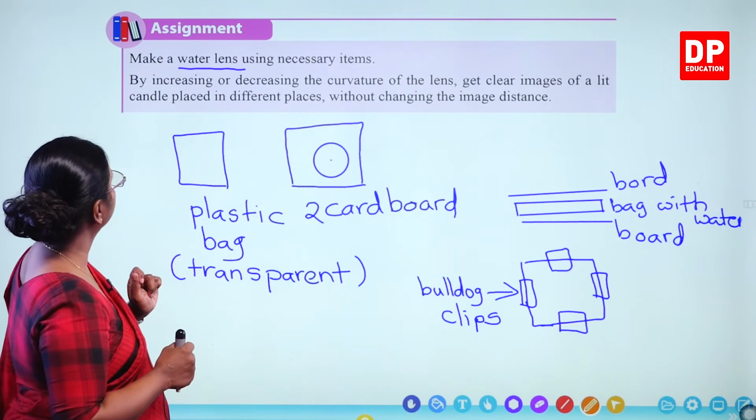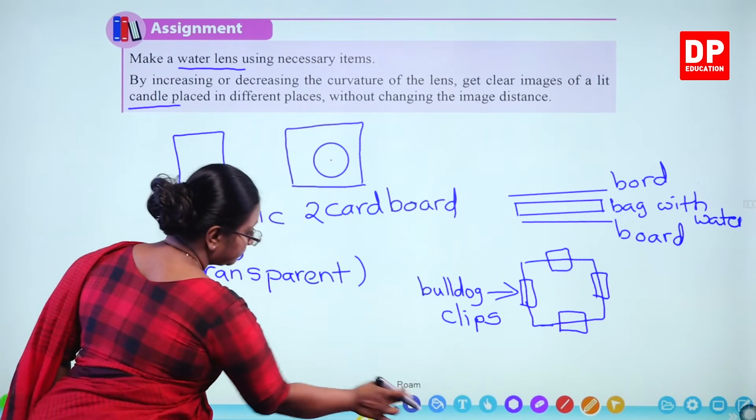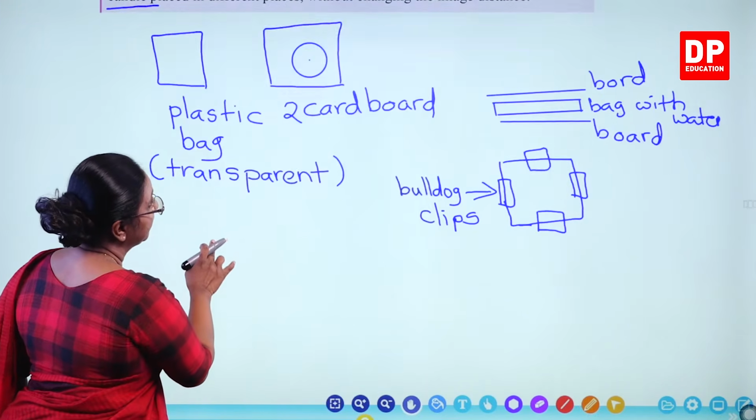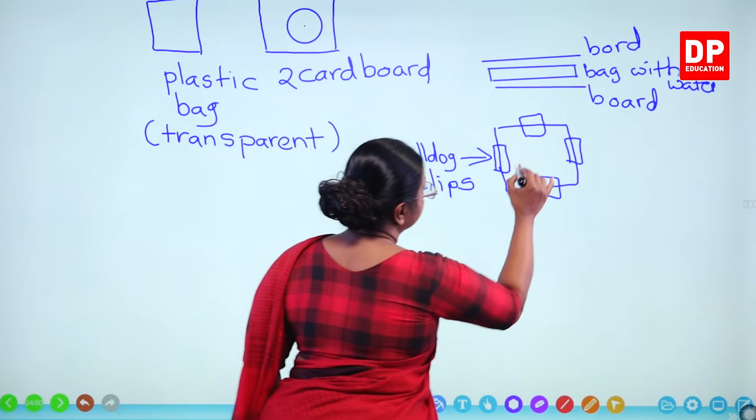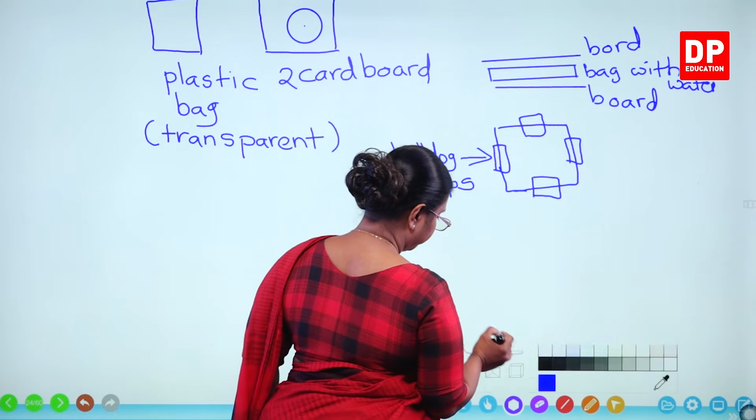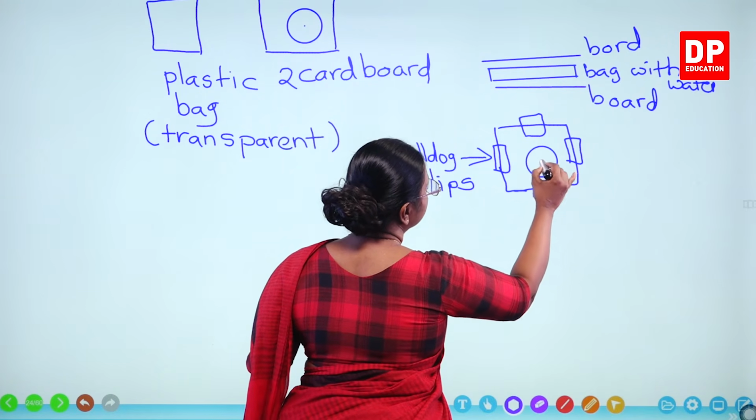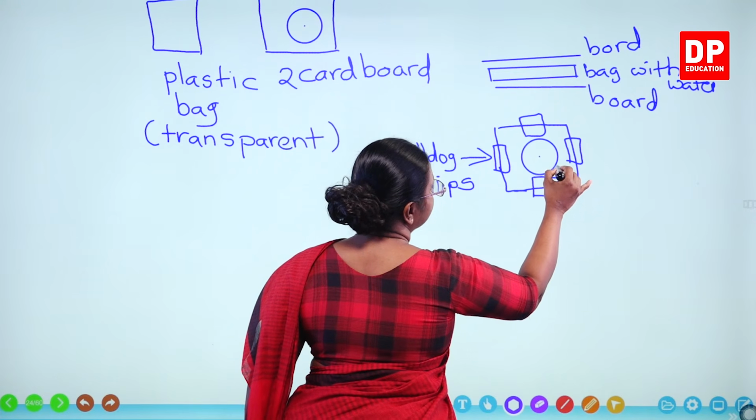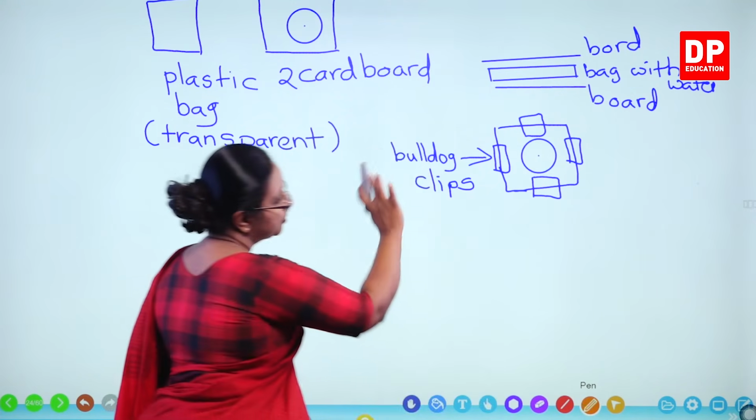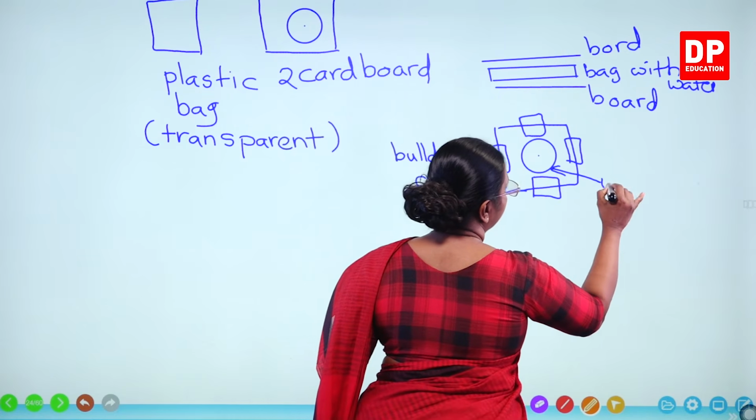So what are you supposed to observe? You need to have a candle. So this is the first step where you have made the lens. So here you will have the lens in the middle here also. You will have the lens in the middle. So that is the water lens. So this is going to be the water lens.